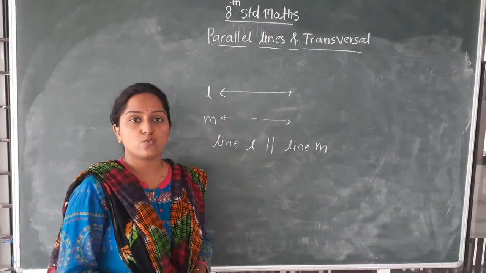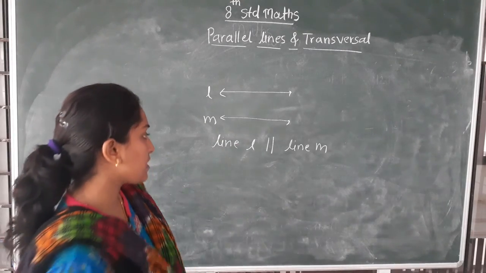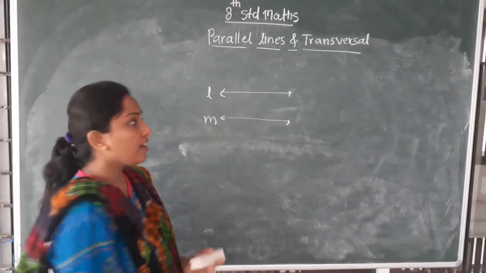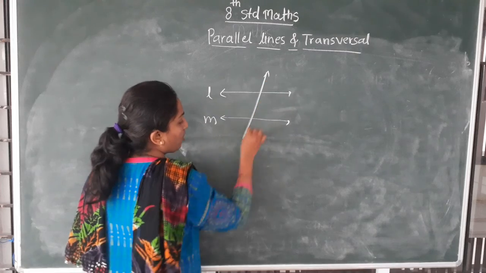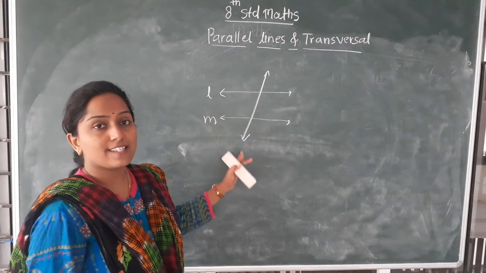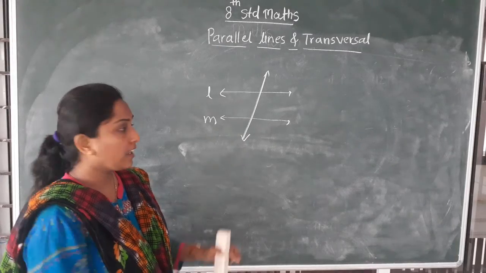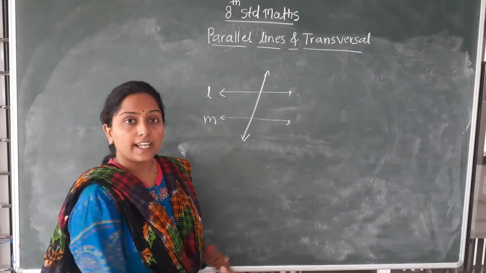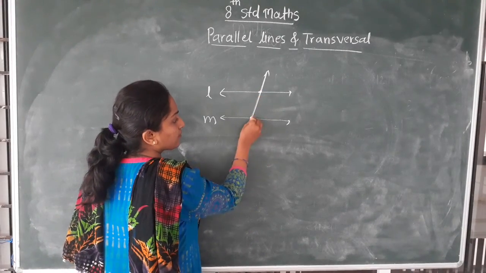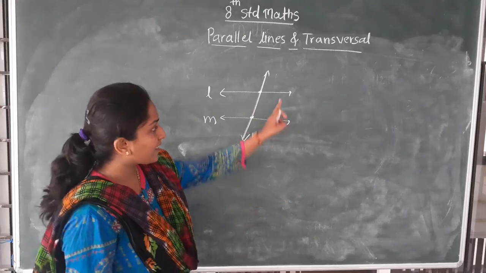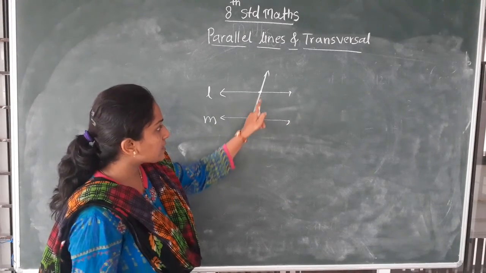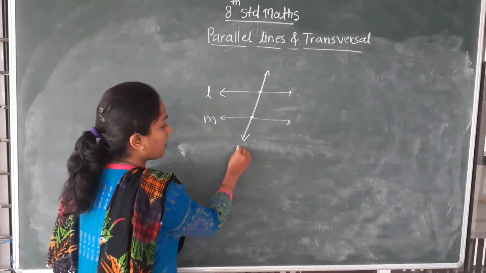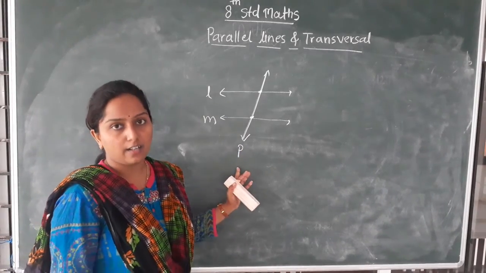Now we will see transversal. So what is meant by transversal? Suppose these are the two lines, and if I draw one more line here, then this line is called a transversal. So the definition is that a line which intersects two given lines in two distinct points is called a transversal. So here line P is the transversal.